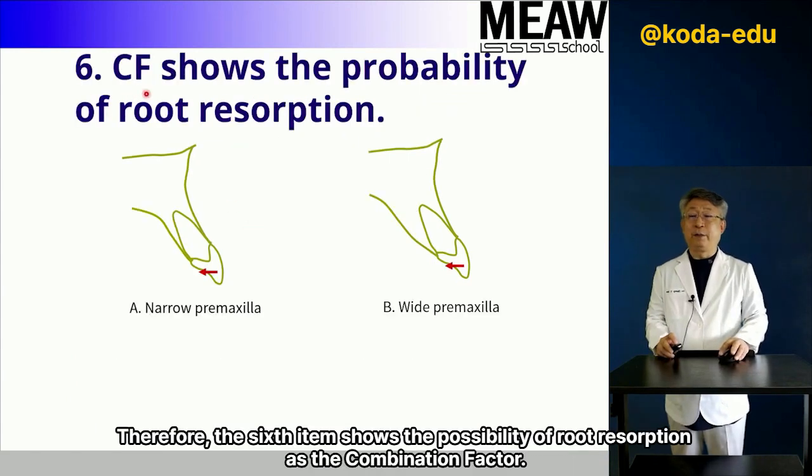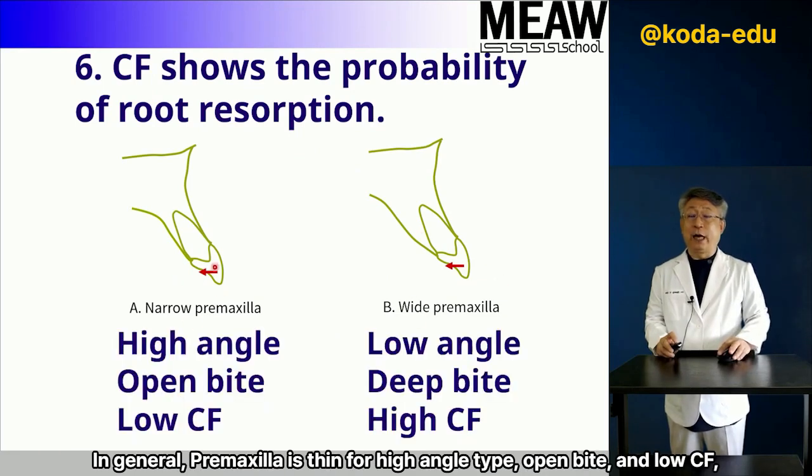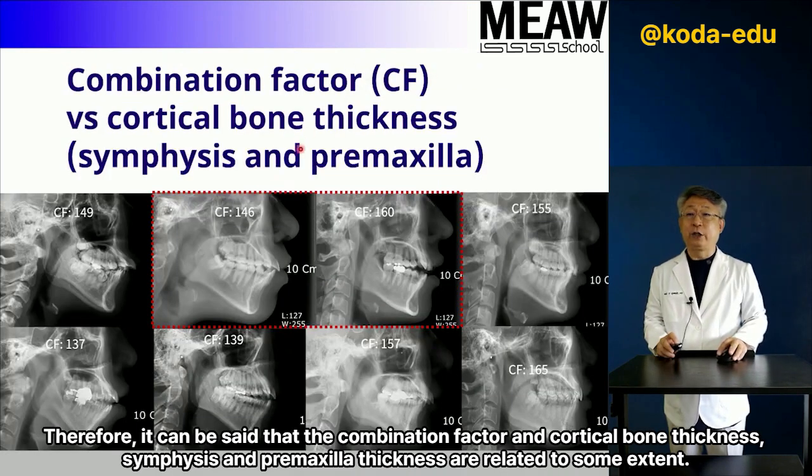Therefore, the sixth attempt shows the possibility of root resorption as the combination factor. You should first observe whether the patient's premaxillary thickness is thin or thick. In general, the premaxilla is thin for high-angle type, open bite, and low CF, and the premaxilla is thick for low-angle type, deep bite, and high CF. Therefore, it can be said that the combination factor and cortical bone thickness, symphysis, and premaxillary thickness are related to some extent.